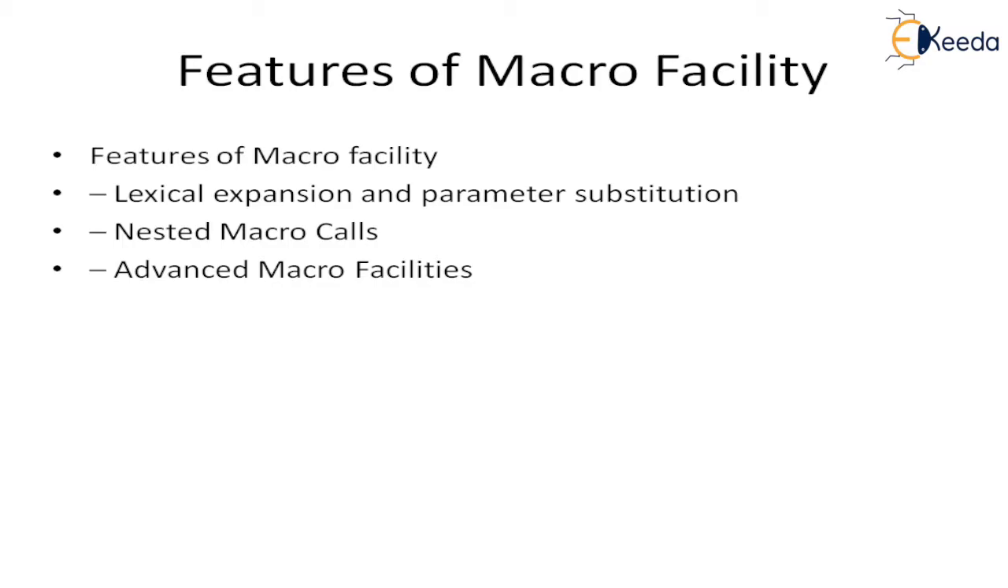Under lexical expansion and parameter substitution, there are the different types of parameters and how each parameter is substituted into the particular expansion. Nested macro calls contain the different types of macros within one particular program. After that, the advanced macro facility contains the different types of facilities provided by the macro.